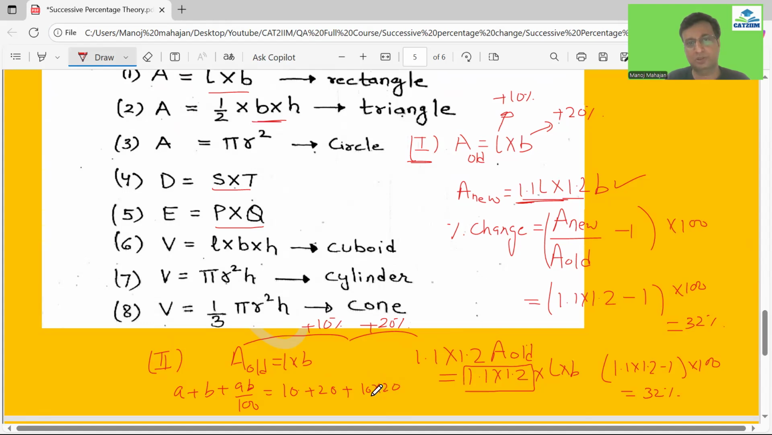So you would have understood by now where the successive formula can be applied. I've shown you two places. One is when you have two or more successive changes in percentage, there you can apply A plus B plus AB by 100. And secondly, if you want to find the percentage change in a quantity which is a product of two or three quantities, you can apply the successive formula.